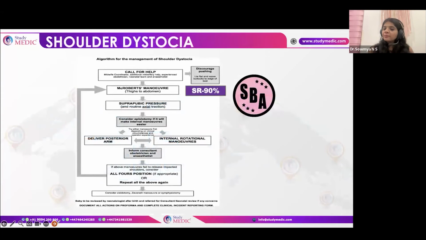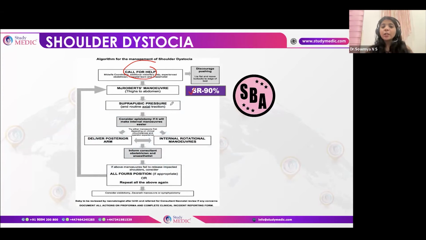Fantastic. Shoulder dystocia, one of the commonest obstetric emergencies where the baby's head gets delivered, but the shoulder is stuck. So remember, the first thing is call for help and McRoberts, where the mother's thighs are hyperflexed and abducted so that the maternal pelvis moves in relative position and you can release the stuck anterior shoulder. And the success rate is 90%.